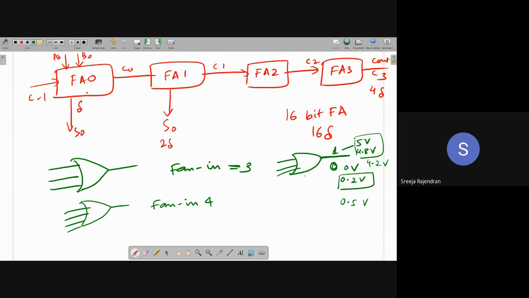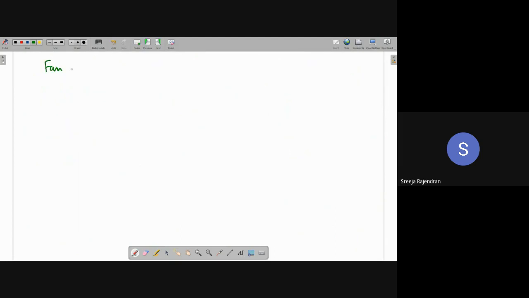That means it will degrade the performance of the gate if I increase the number of inputs beyond a certain limit. So that limit which we set is called fan-in. In the same way, I have one more thing called fan-out.